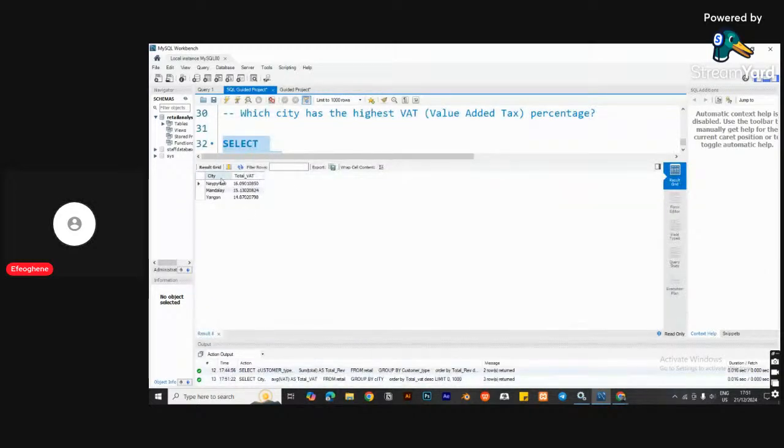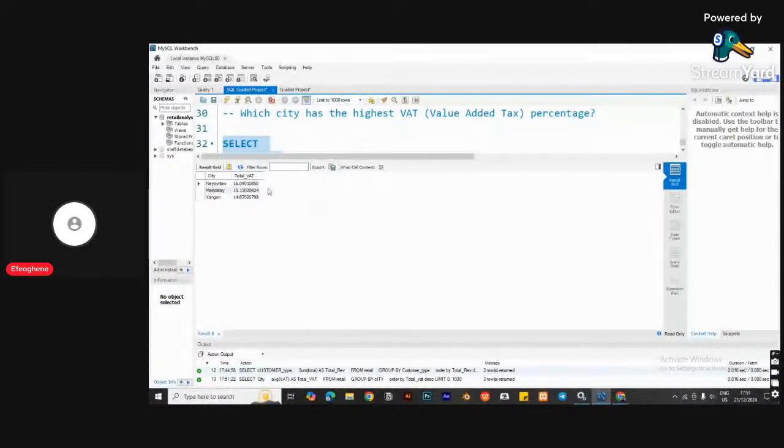This data set just tells us that we have three cities. It's not very voluminous, or the collection of data was not spread across various cities. So this city has the highest value added tax by average.